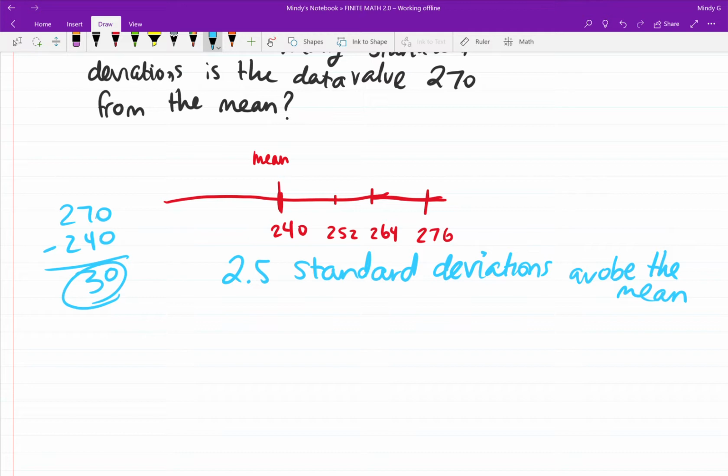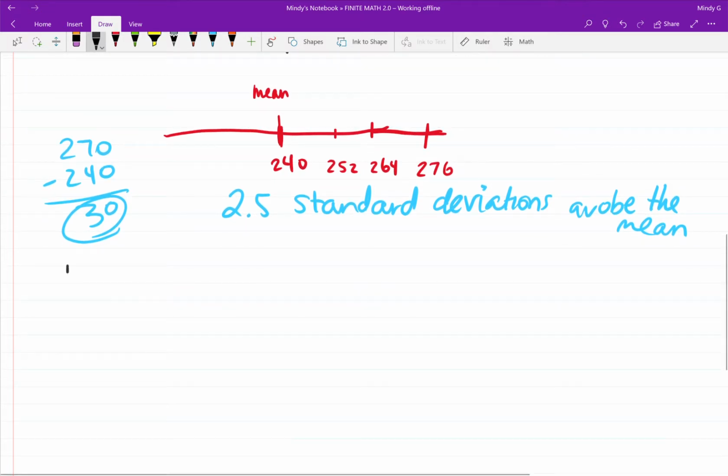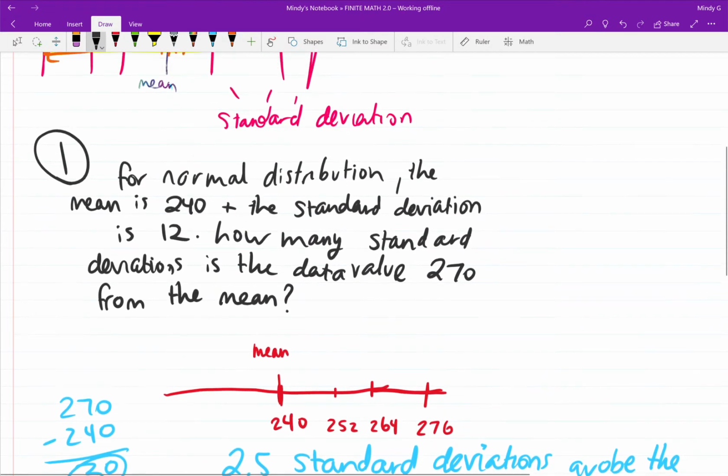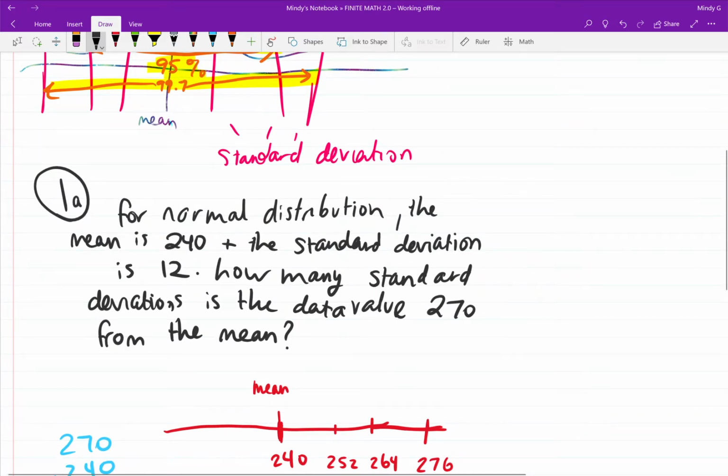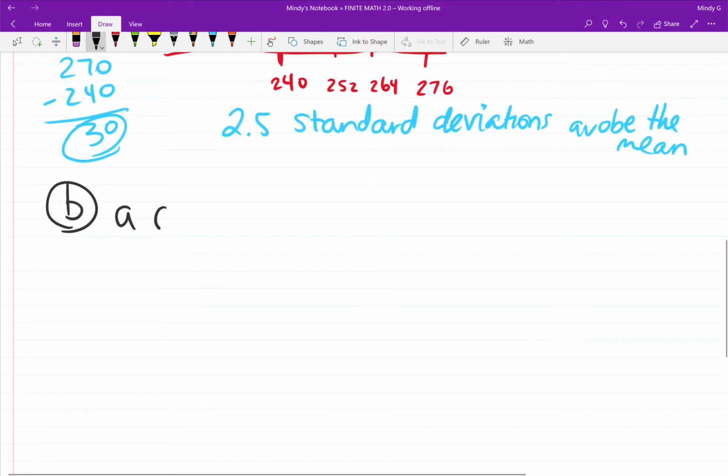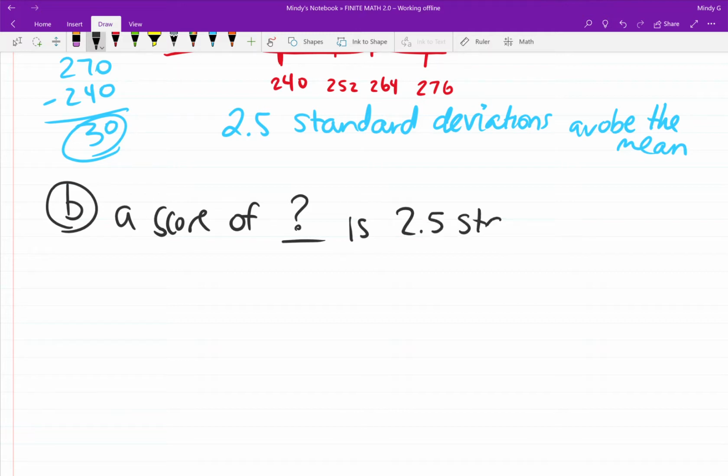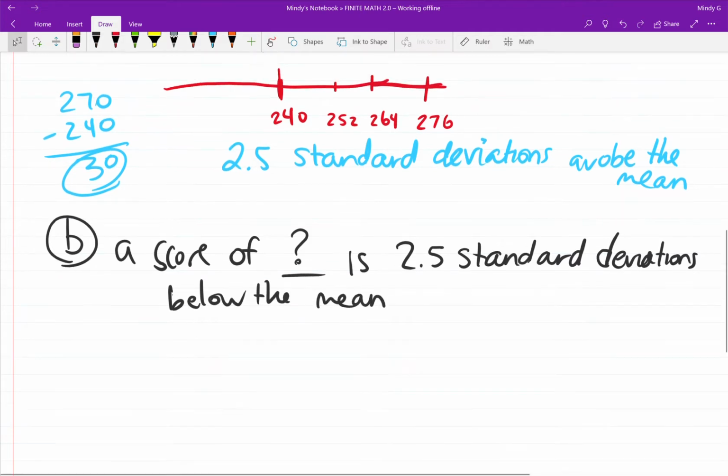Okay, so letter B, the same problem. A score of what is 2.5 standard deviations below the mean?